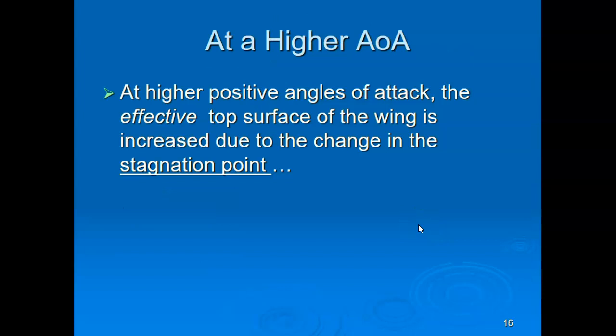Now, as demonstrated by the coefficient of lift graph that we saw earlier, the higher the angle of attack, the higher the coefficient of lift. So a higher angle of attack results in a higher coefficient of lift, which results in the wing producing more lift. A higher positive angle of attack also increases the effective top surface of the wing, and it's increased due to a change in the stagnation point.